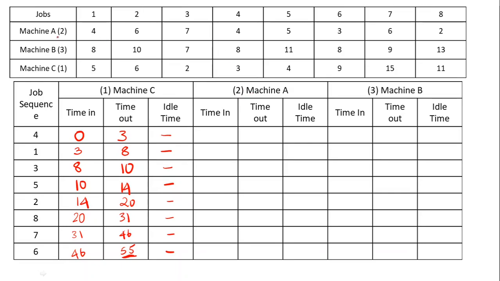So mission A is basically present over here. We'll go by the sequence. For the 4th job, the timeout is the 3rd hour. So only at the 3rd hour will this product be available for mission A, which means it is going to be idle for 3 hours. I hope you are able to understand. Only at the 3rd hour will job 4 be completed in mission C. Then only can you enter mission A. So it will have an idle time of 3 hours.